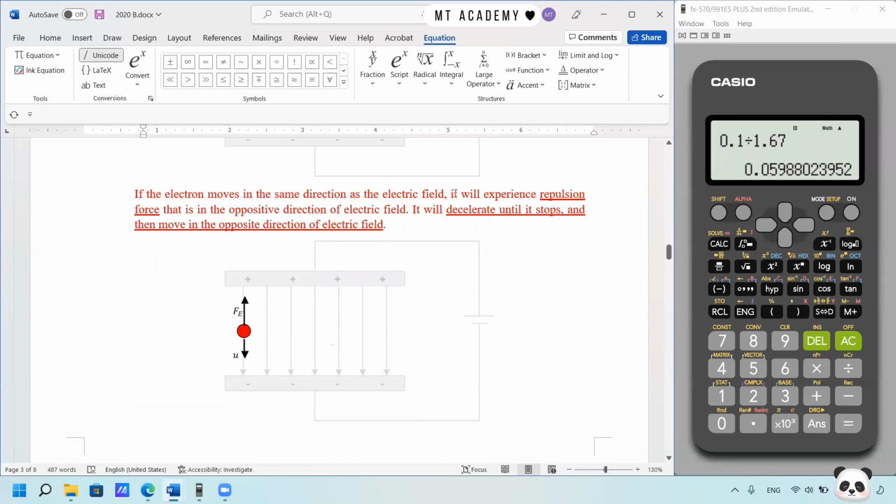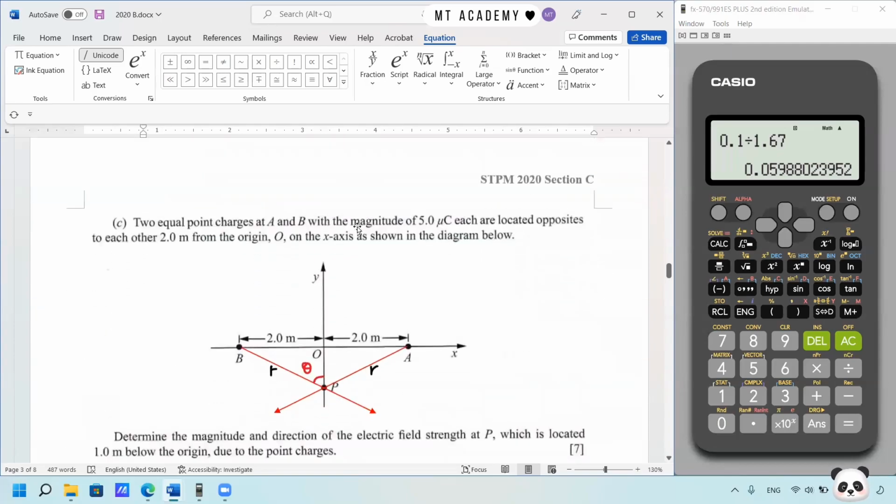What you have is that it will experience a repulsion force, because the force will be in the opposite direction. So the electron will decelerate until it stops and then move in the opposite direction of the electric field. We move on to the next one.